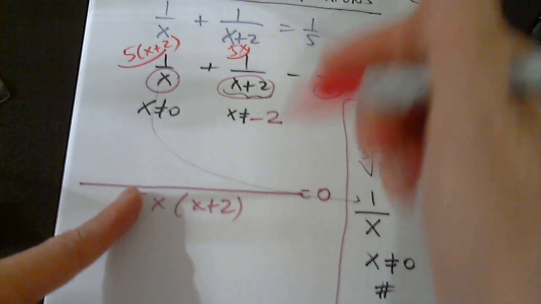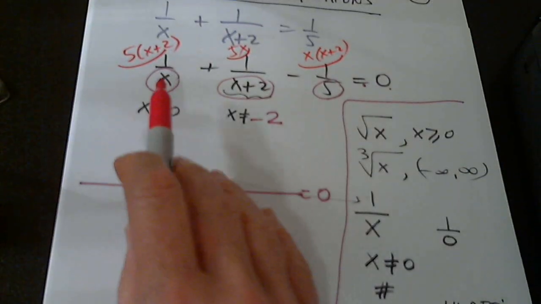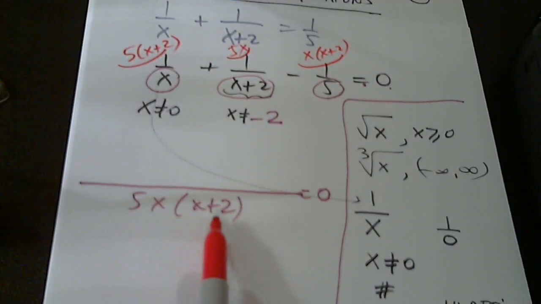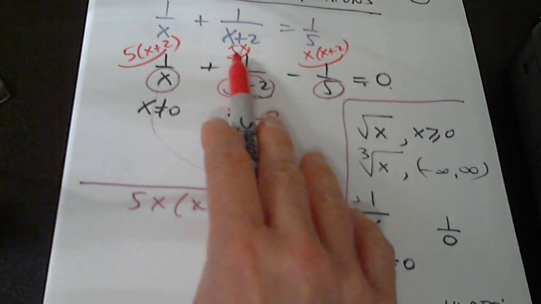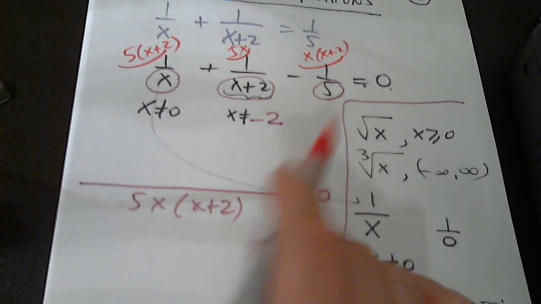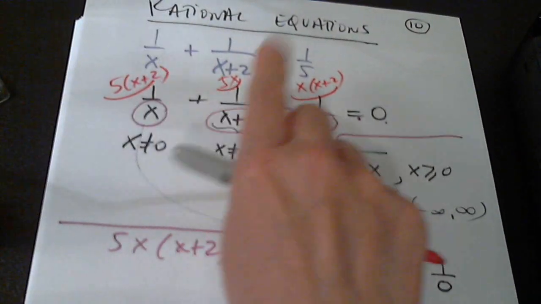X and x plus 2. Exactly. Exactly what it does not have. So this one did not have 5 and x plus 2. This one did not have 5x. And this one did not have x and x plus 2. So these are not fractions.